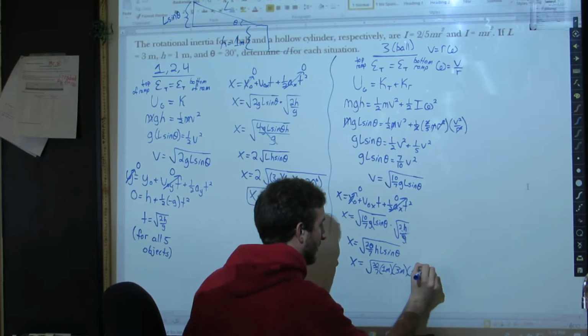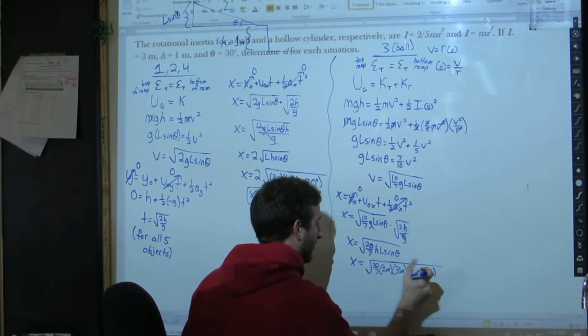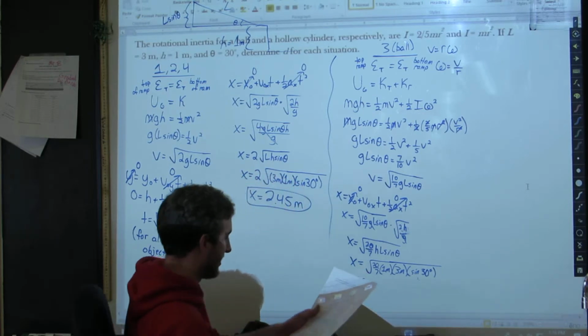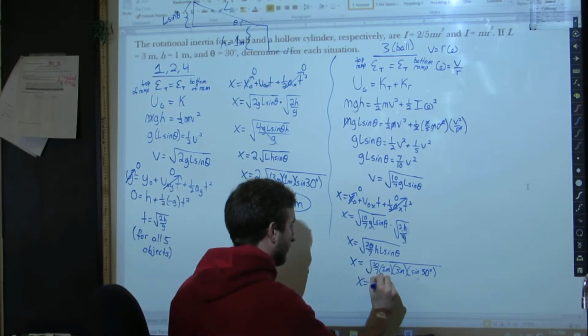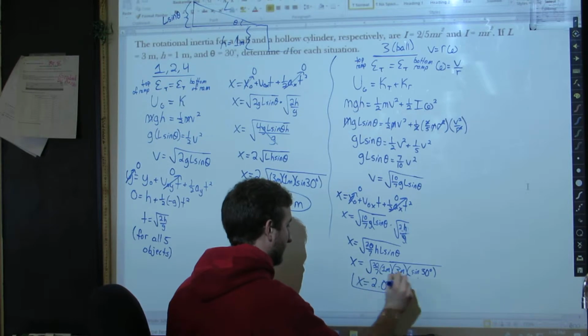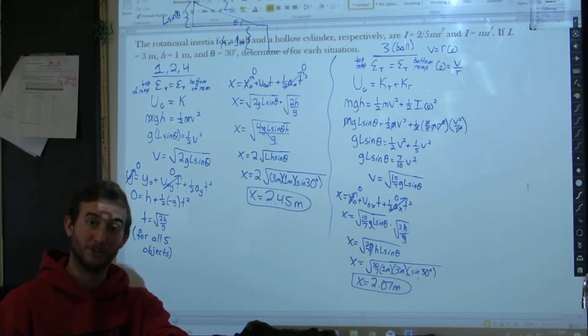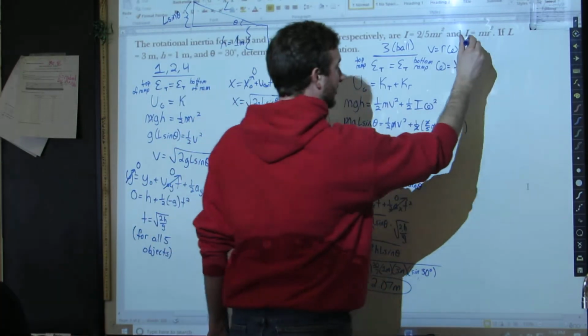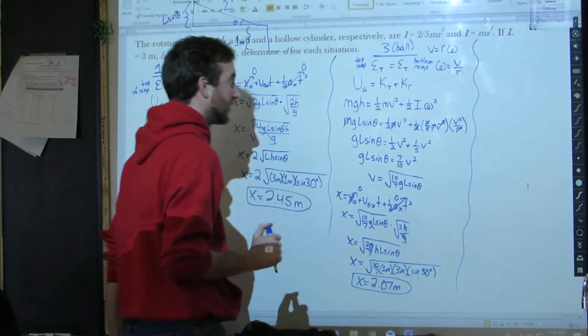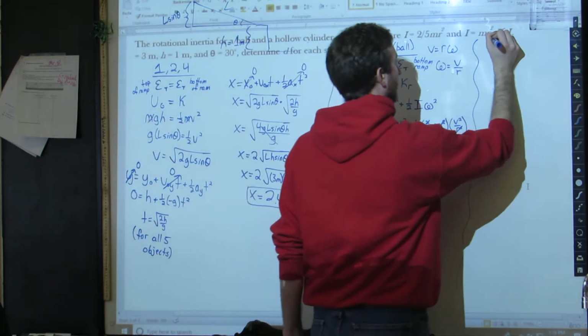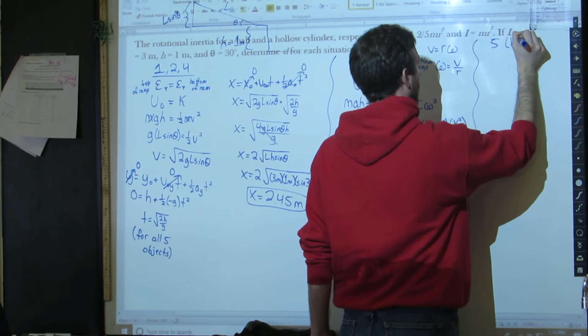sine 30. You can check this on a calculator. You should get that the distance it travels is 2.07 meters. Hopefully these are right, so you should check these for me. Okay? It doesn't go as far, just like we predicted. Finally, for 5, which is the hollow cylinder.